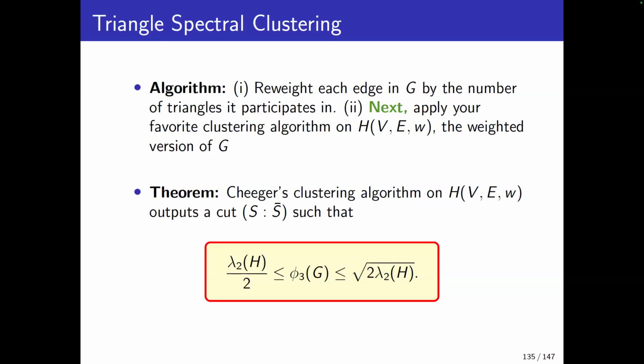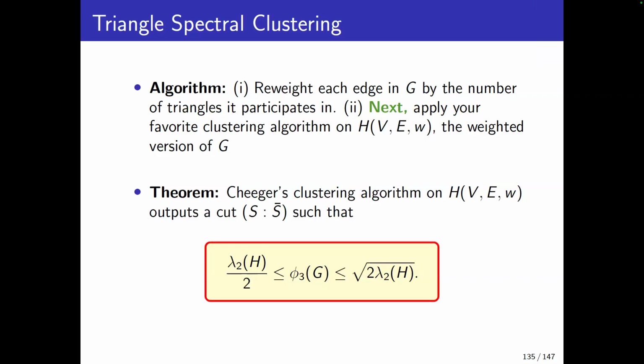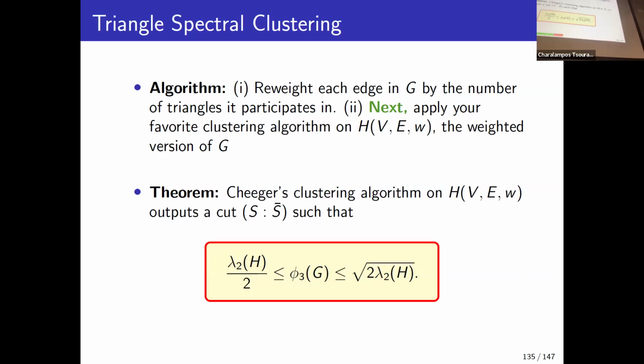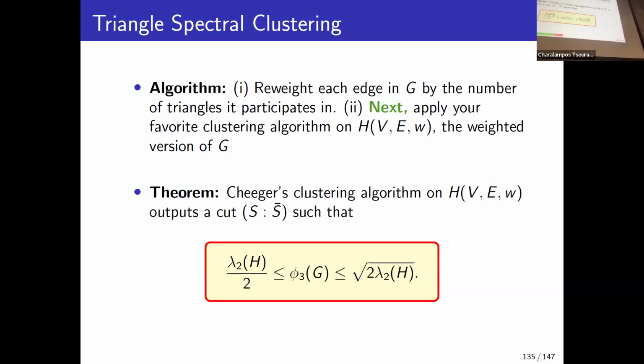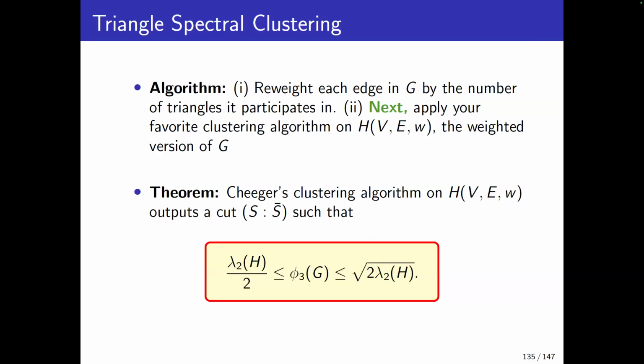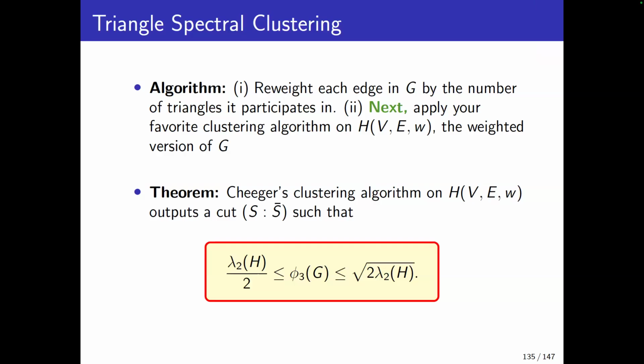And now we have an elegant variation of the spectral clustering algorithm, which gives you approximations for the triangle conductance. So basically, if I want to cut a graph, and instead of caring about edge cuts, I want to care about triangle cuts, the algorithm goes like this. For every edge, count how many triangles it is contained in. So again, we have triangle counting. You reweigh your graph, and then you apply your favorite clustering on this reweighted graph. And by doing spectral clustering on the reweighted graph, you get a Cheeger type inequality for the new notion of cut.